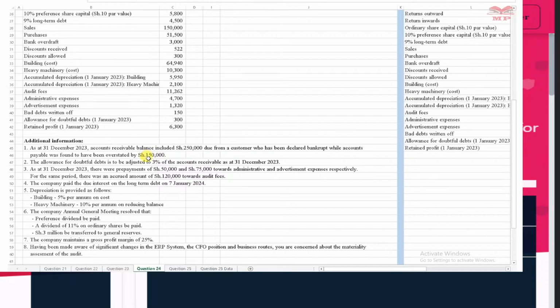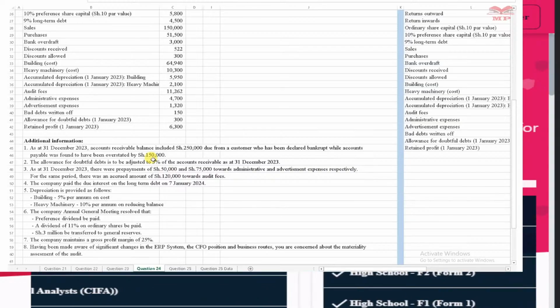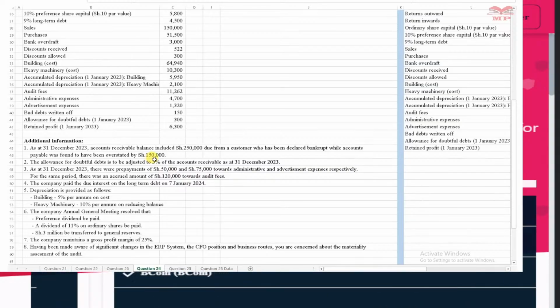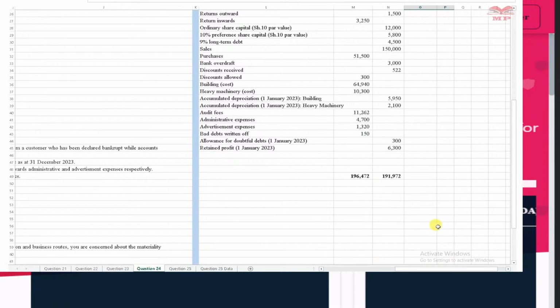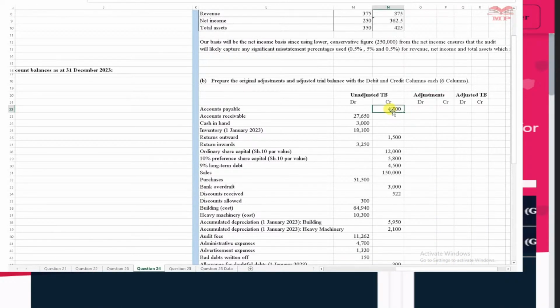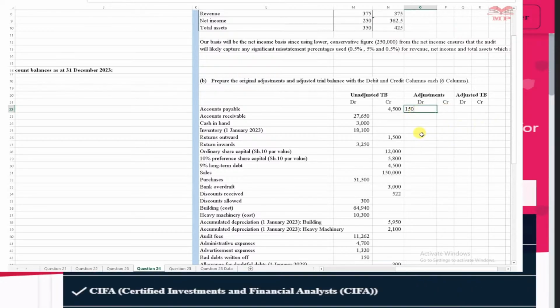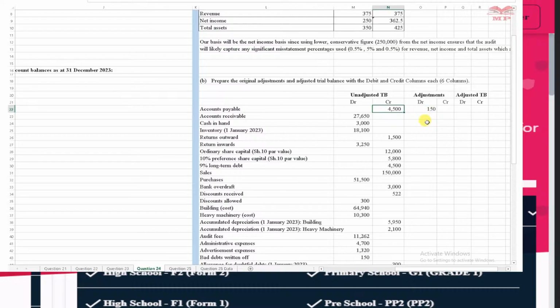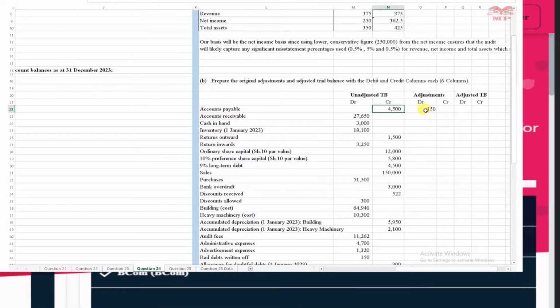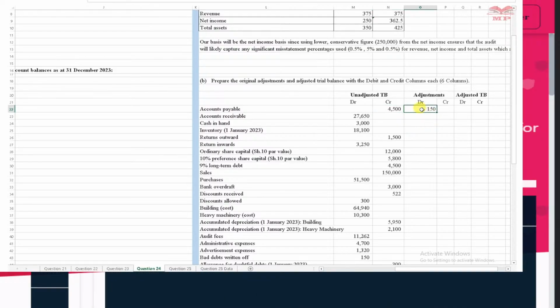So here, accounts payable, we are going to make adjustments based on this 150,000 because it was overstated, so we need to reduce it by 150,000. How do we do that? We come over here because it has a credit balance, payable. So here the adjustment should be 150,000. So we reduce it because it's a credit balance, we reduce it by 150,000 there. Let's proceed on to the accounts receivable.